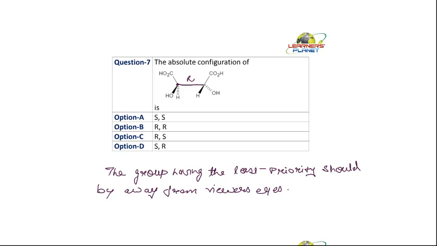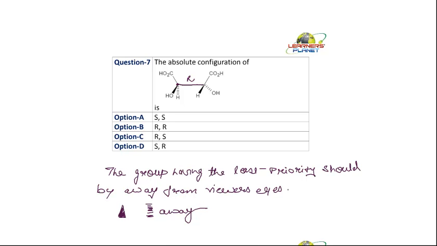Now in your wedge and dash formula, you must be knowing what your dash indicates. That it is on the plane of the paper, and the wedge indicates that this is away, right? Now in the first carbon, your hydrogen is on the back side, right? You can visualize this by the ball and stick model. So your hydrogen is on the back side. Now let's assign the priorities.